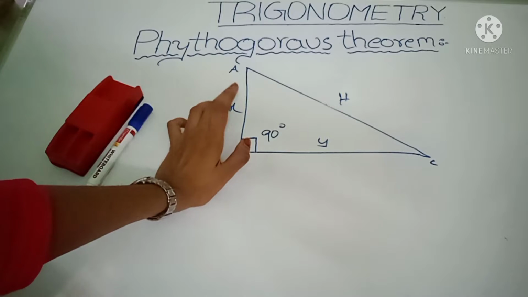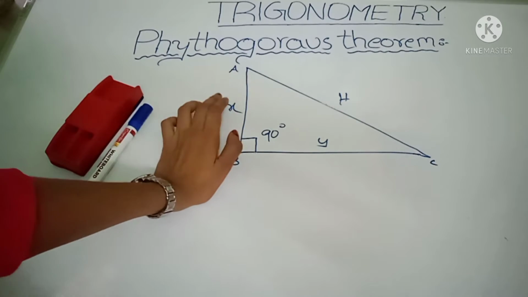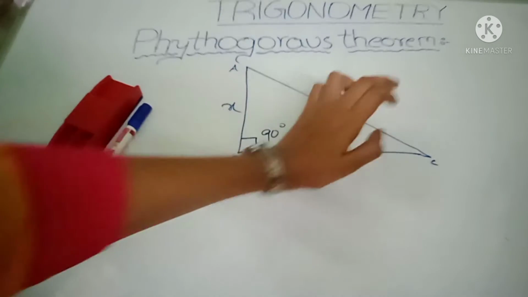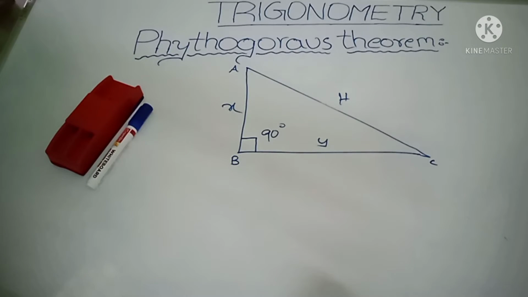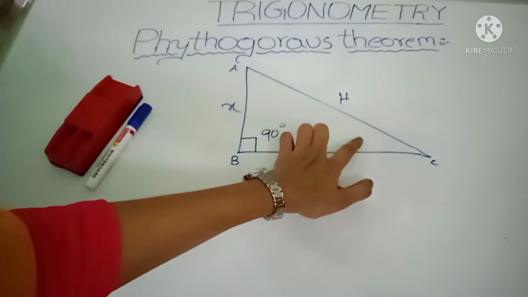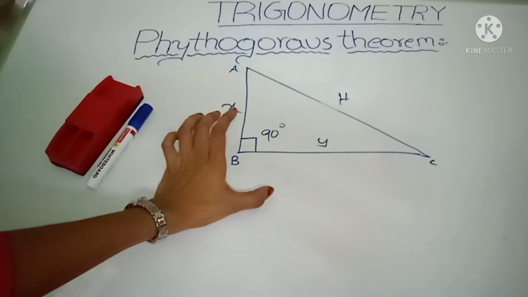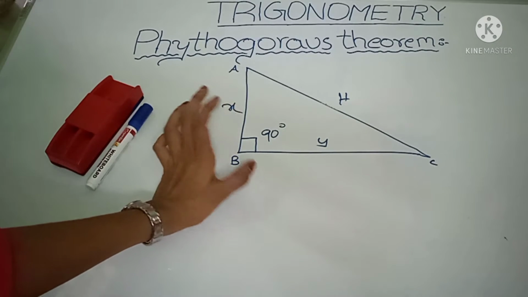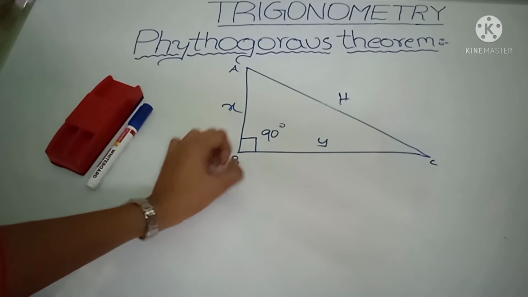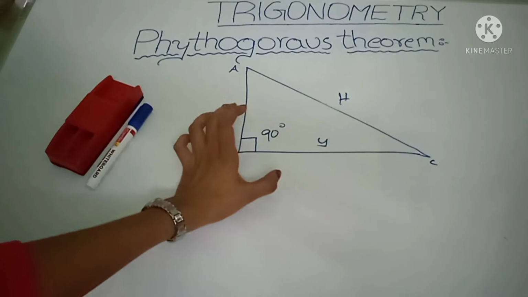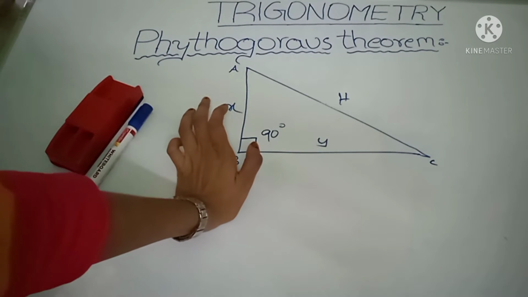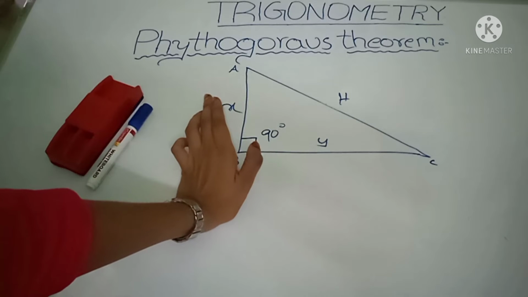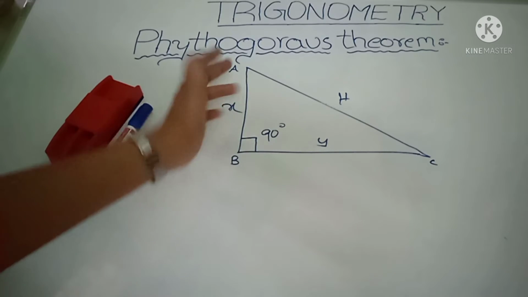Now today's topic is Pythagoras theorem. What is Pythagoras theorem? The hypotenuse square is equal to the sum of the squares of the remaining two sides. That is known as Pythagoras theorem. And what is the hypotenuse here?